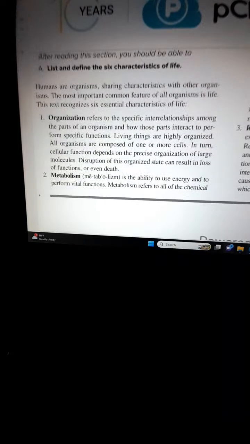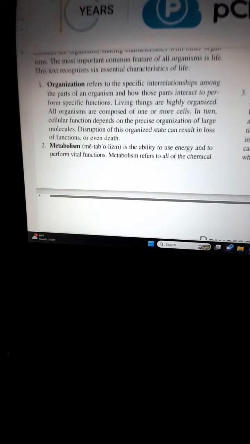Humans are organisms. Yes, we are. Sharing characteristics with other organisms. The most important common feature of all organisms is what, guys? Life. This text recognizes 6 essential characteristics of life. Organization refers to the specific interrelationships among the parts of an organism and how these parts interact to perform specific functions. That's all we need to know, right? We haven't had time for all this reading, but we need to get the major points.